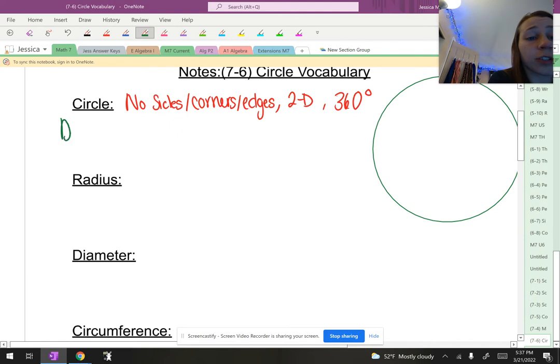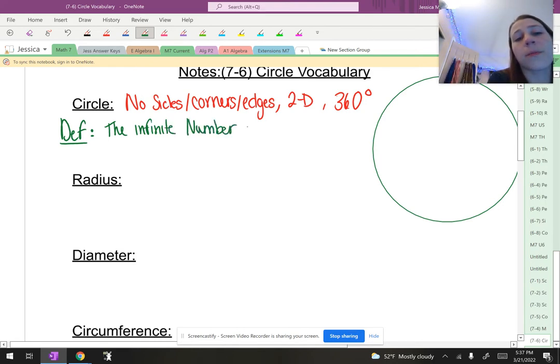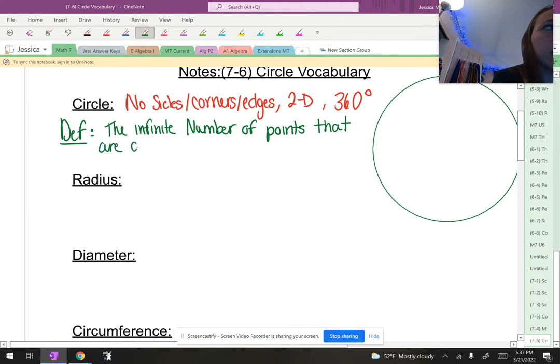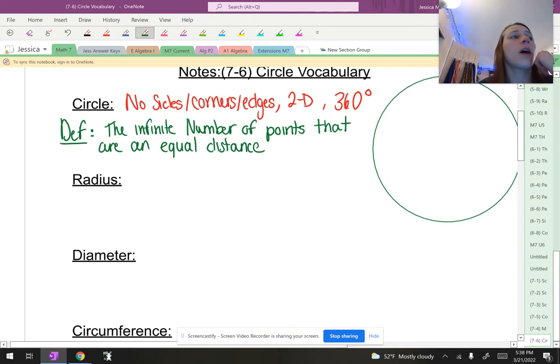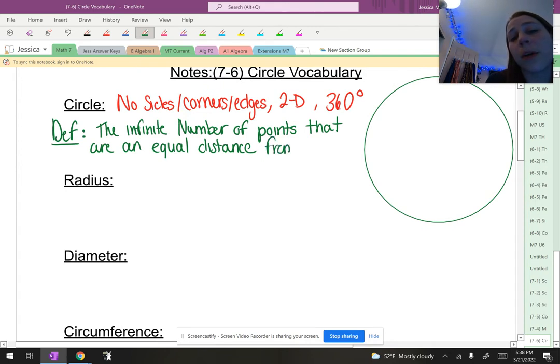The official definition, which I'm going to abbreviate with DEF, the official definition of a circle is the infinite number of points that are an equal distance. Sometimes you'll hear that called equidistant. So the infinite number of points that are an equal distance from the center of your circle.